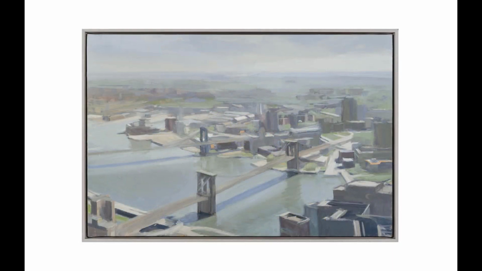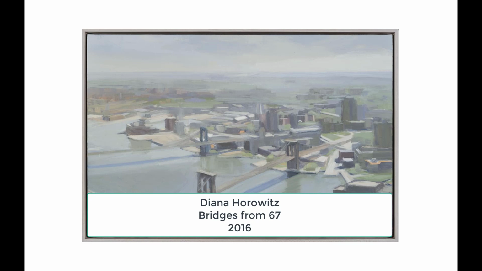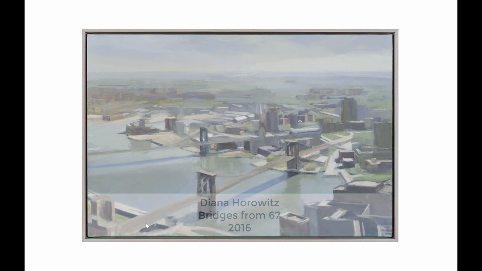Here's a beautiful painting by Diana Horowitz. It's a scene of New York, and the title is Bridges from 67. Look at that powerful diagonal that takes us right from the foreground into the middle ground with all this action. Think of how Corot painted his trees and how he didn't show every single leaf and every single branch. And in the same way, Diana Horowitz abstracts the shapes of the buildings. She doesn't attempt to throw everything in, but she understands each of them as an aggregate note.